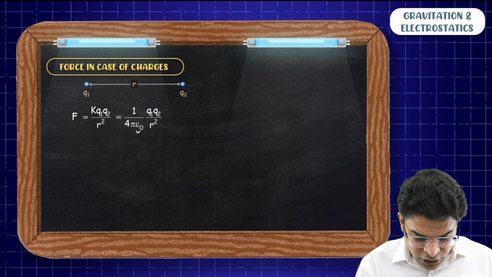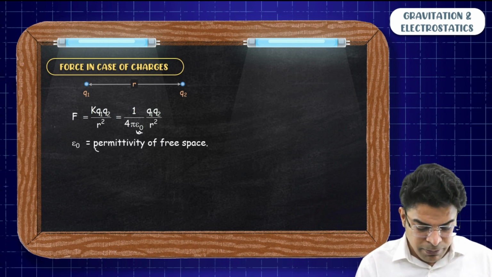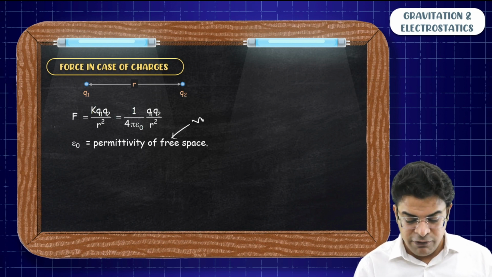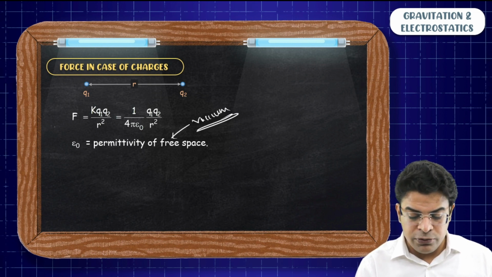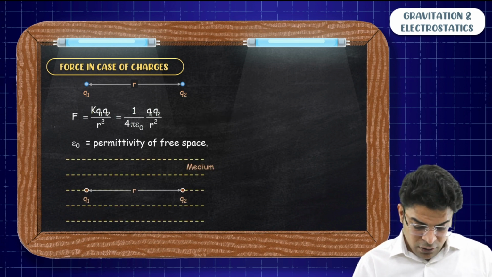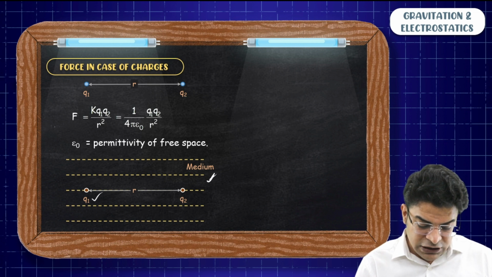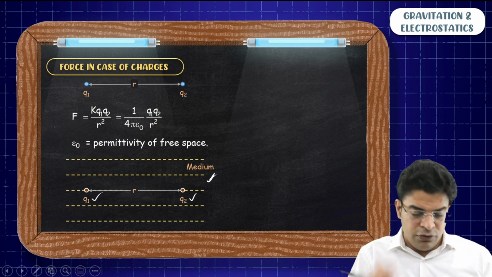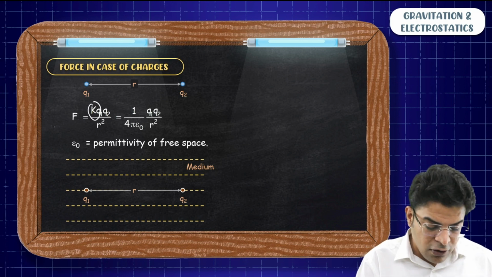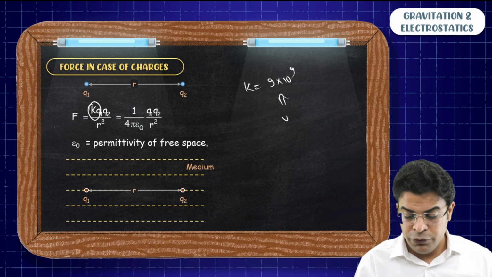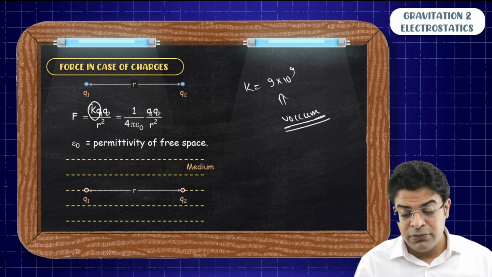Now, this quantity epsilon naught is nothing but the permittivity of free space. When I say free space, it means vacuum. So for vacuum, here you have to substitute the value epsilon naught. Now, if you place these two charges inside a medium, then how do we write the equation? I said that this value of k is 9 into 10 raised to the power 9 for vacuum. For a medium, we have to take some other value.